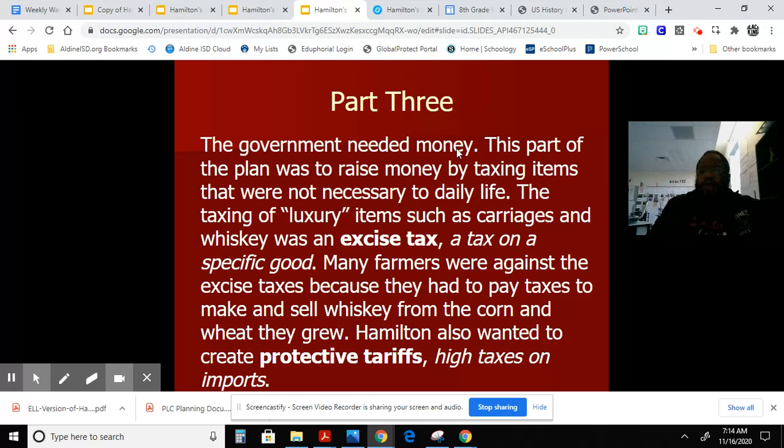That's another one of our vocabulary words. So excise tax is a tax on specific goods. Many farmers were against the excise tax because they had to pay taxes to make and sell whiskey from the corn and the wheat they grew. Hamilton also wanted to create protective tariffs, high taxes on imports.